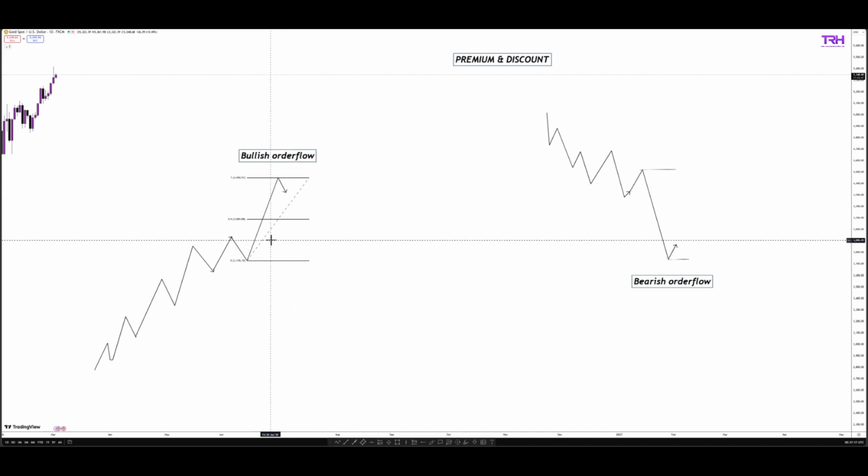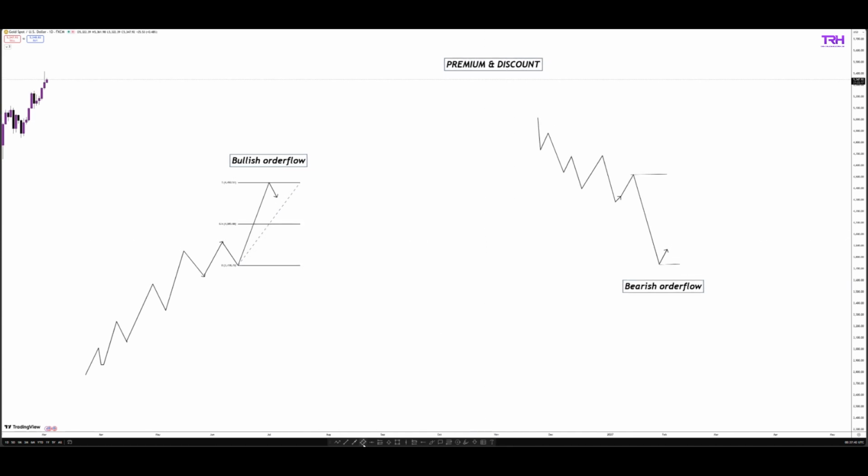Whenever price is 50% above, it means price is in the premium zone, which means price is expensive. And anytime price is 50% below this midpoint, it means price is in the discount zone, which means price is cheap, right? And we definitely want to buy from the cheap zone. Then the same thing applies to the bearish order flow as well.